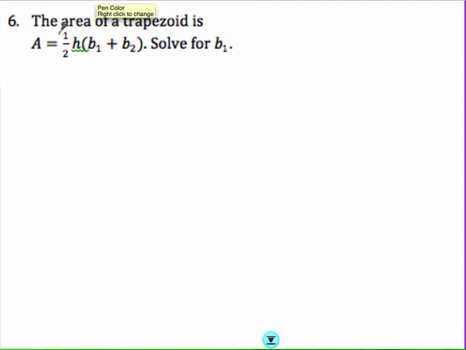I want to get rid of this 1/2 first because I personally don't care for fractions, so let's get rid of them. If I'm trying to get rid of that 1/2, I would probably multiply both sides by the number 2, right? So multiply a by 2 and then multiply all of this stuff by 2. In that case, I've got 2a is equal to, the 2 and the 1/2 cancel each other out, so I'm left with h times b1 plus b2.